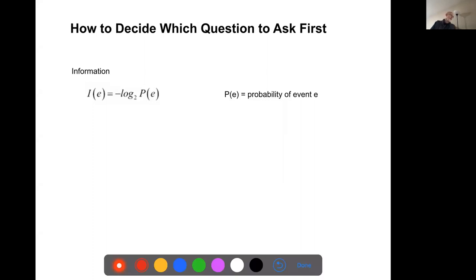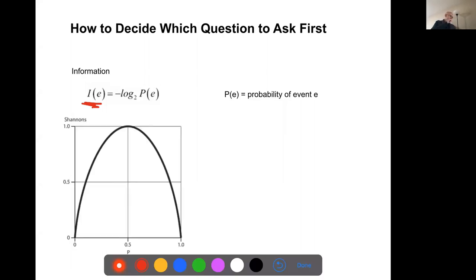And so they ask, how much information is involved in a certain event? And they measure that by taking minus log of the probability of that event. And some of you may have heard of Shannon, who was a famous person in information theory, who created the field.